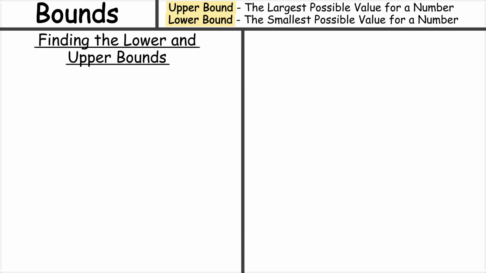To find the lower bound of a number, you first need to find out what the number has been rounded to. Once you know that, you can work out the smallest value the number could be. You can also use the same information to find the largest possible value for the number. Let's look at an example.